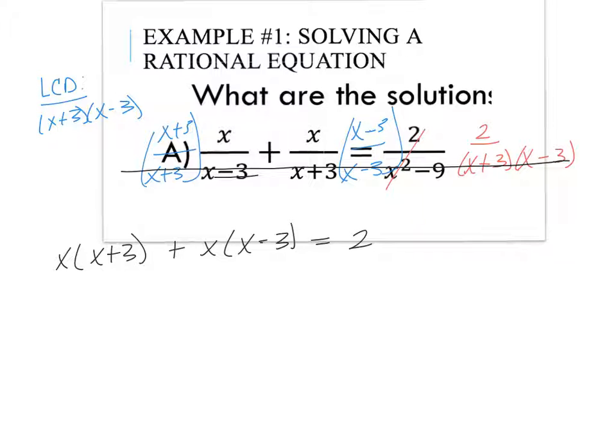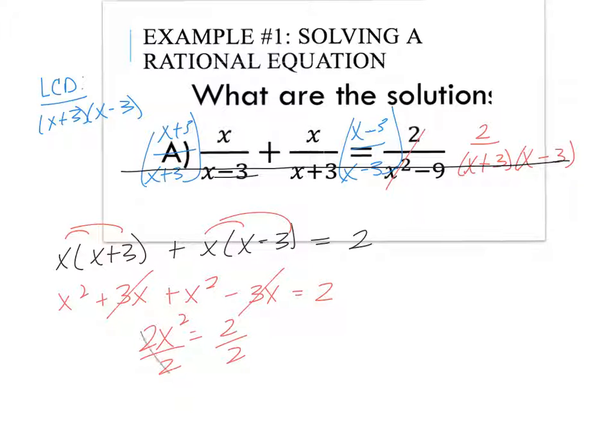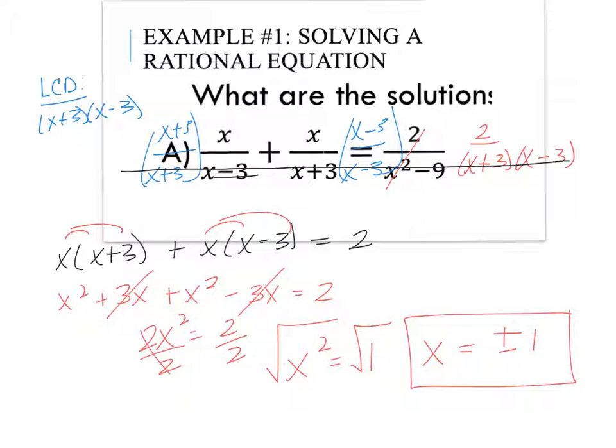Okay, now we're going to distribute. So if we distribute here, we'll get x squared plus 3x. And if we distribute here, that's going to be x squared minus 3x equal to 2. At this point, I can see I have an x squared. Let's just keep going. We will have 2, well, those go away. So it's going to be 2x squared equal to 2, divide by 2. And x squared is going to be equal to 1. And we should know at this point, if we take the square root, that x will equal plus or minus 1. And so those are our solutions.